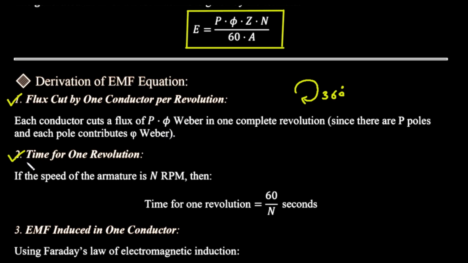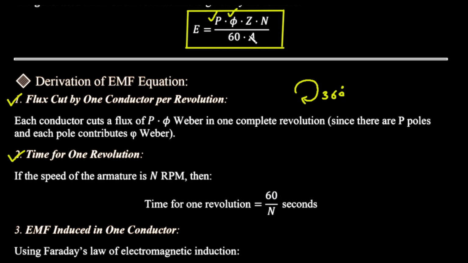Step 2. Time for one revolution. The speed of the armature, N, is in revolutions per minute. We need the time in seconds. Since there are 60 seconds in a minute, the time taken for N revolutions is 60 seconds. Therefore, the time for just one revolution is 60 divided by N seconds.